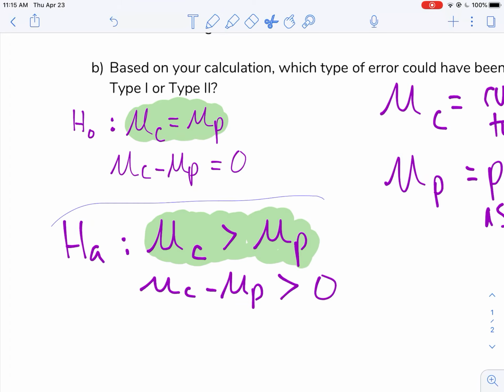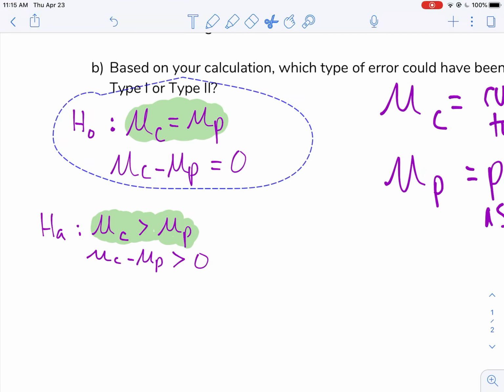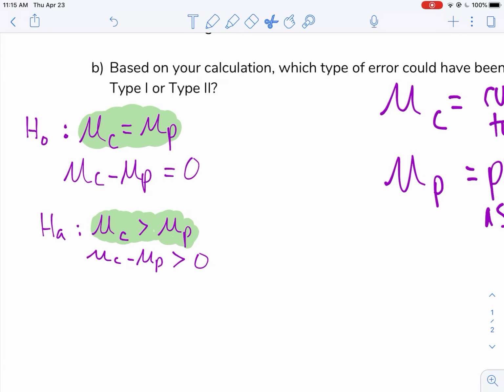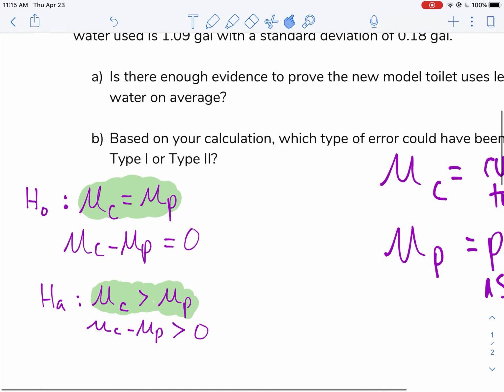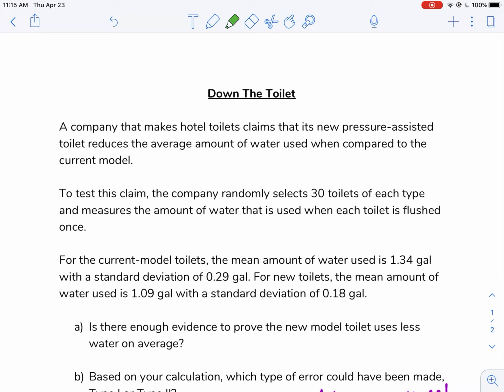All right, now you might be inclined to start your hypothesis test, but you have to check your conditions. Truth is, your results might not necessarily be valid if you're not checking your conditions. You got to do that. First thing I'm looking for, is it random? A company randomly selects 30 toilets of each type. Awesome. Random. Done. Check that condition.